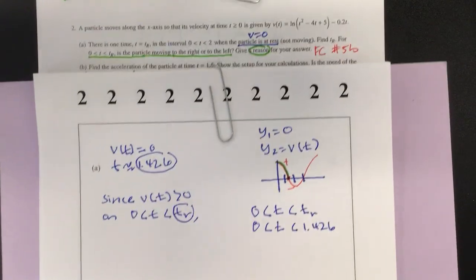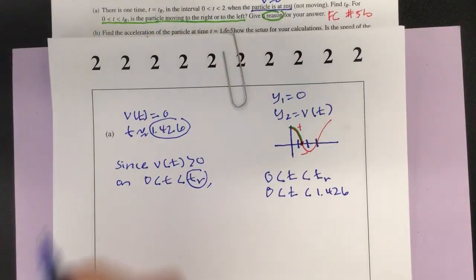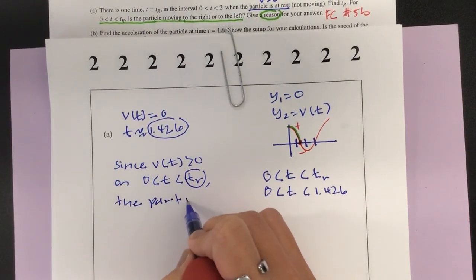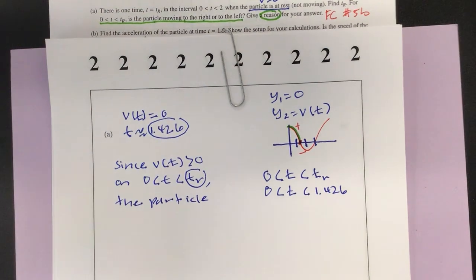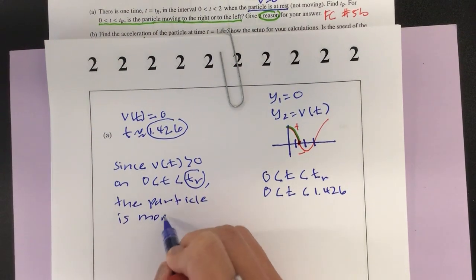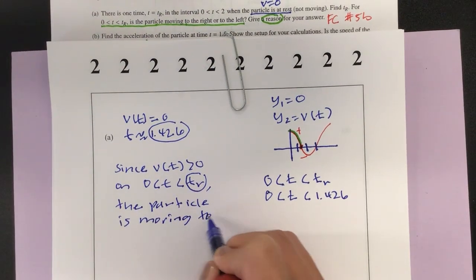And then I'm going to repeat my green underlined statement: the particle, if it's positive, is it moving to the left or the right? Right. Yep. And that's it. Moving to the right.